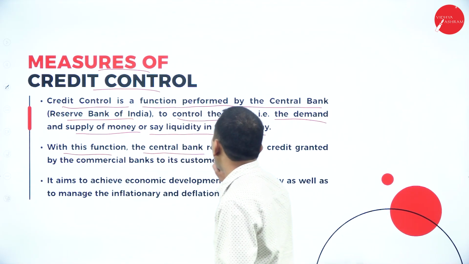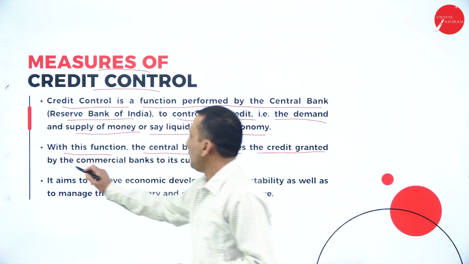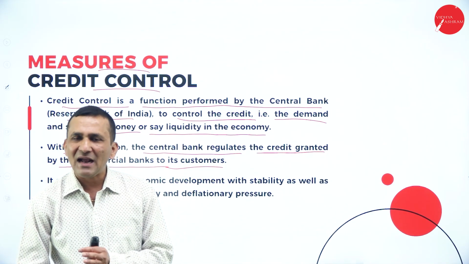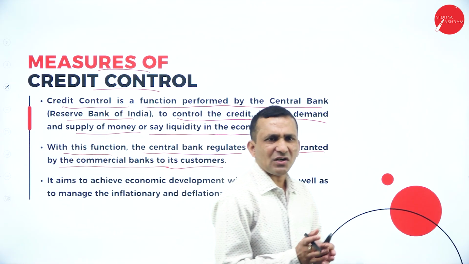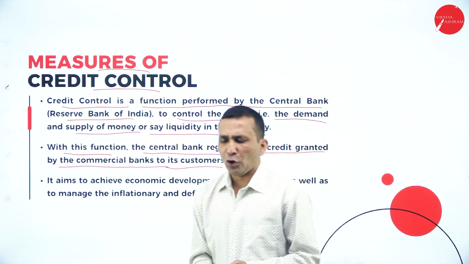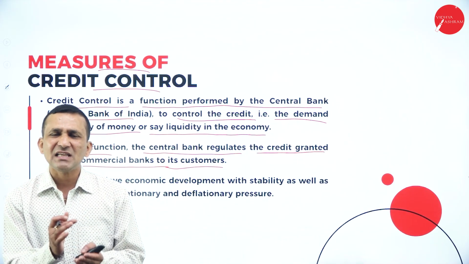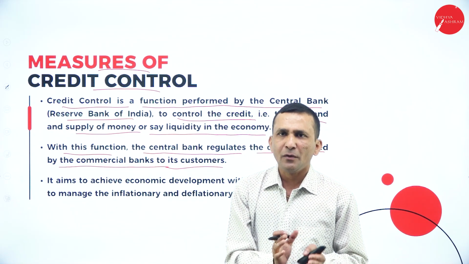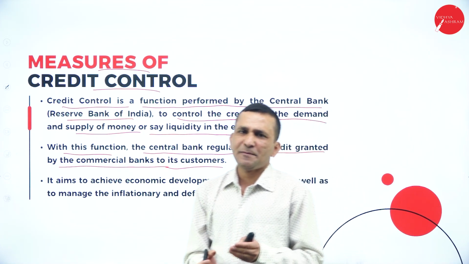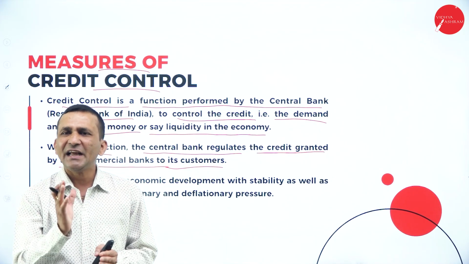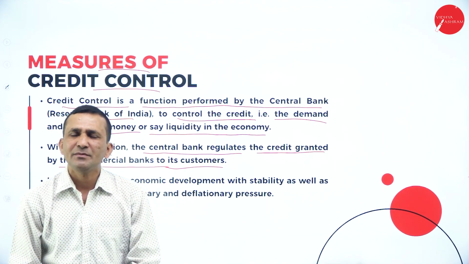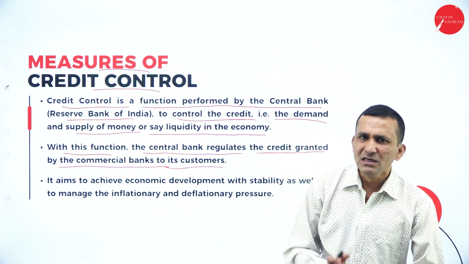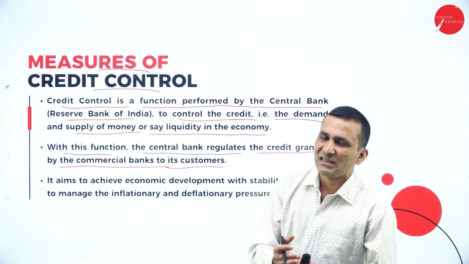With this function, the central bank regulates the credit granted by commercial banks to their customers, because there are too many commercial banks located everywhere. Whenever customers approach a commercial bank for a loan facility, the limit is sanctioned by the individual bank, which is directly controlled by the RBI. For example, if anybody is expecting 20 lakhs, the RBI sets a limit for the individual bank for this particular customer and sector, and you have to lend only up to the limit. They must follow the guidelines set by the RBI.